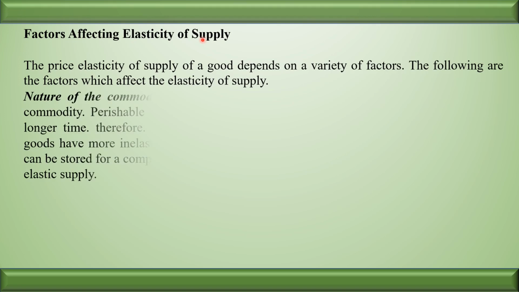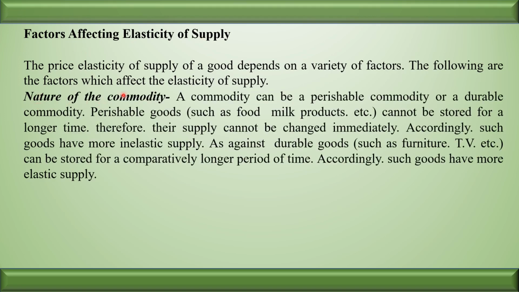Let us see the factors affecting elasticity of supply. That's a very important topic. The first factor is nature of a commodity. Listen, a commodity can be a perishable goods or a non-perishable goods. The perishable goods are food items, milk, etc. And it cannot be stored for a longer time period.